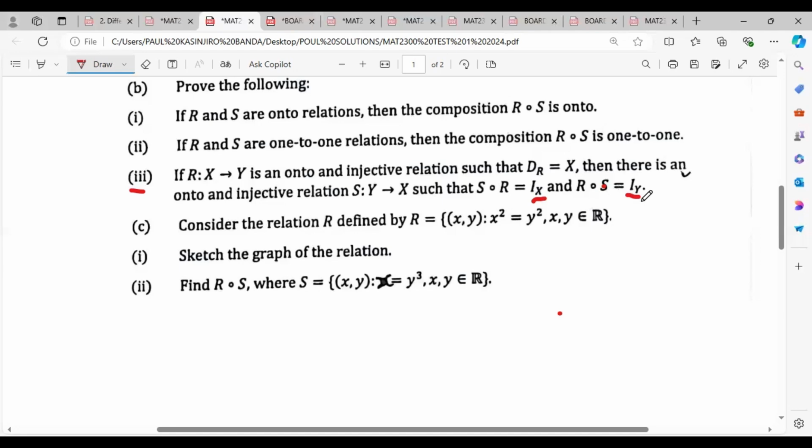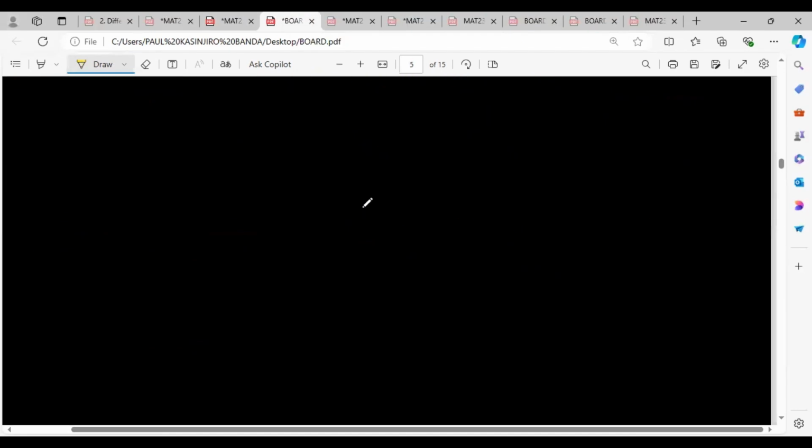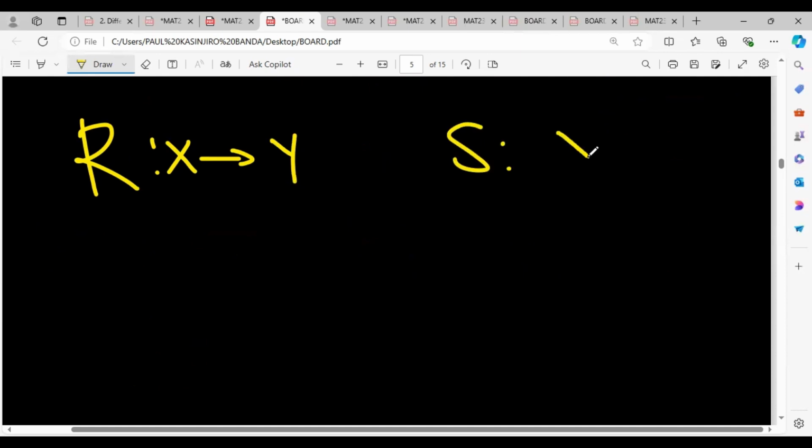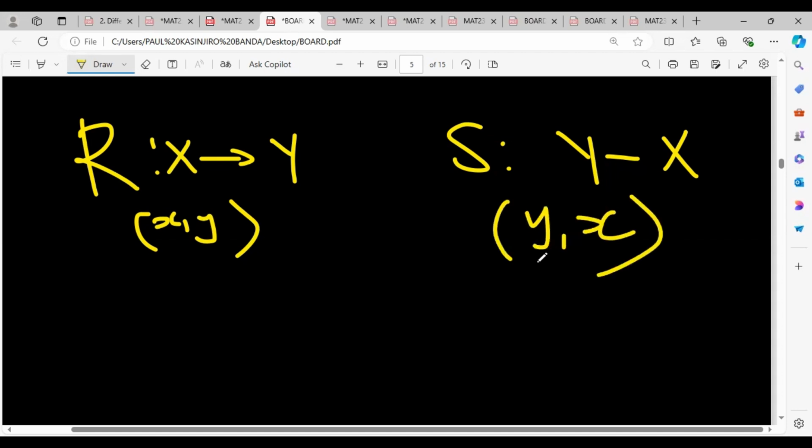Okay, so what this means is, if I can roughly explain it, let's come here. They're saying the relation R is from X to Y, and then the relation S is from Y to X. So in this relation, we are going to have the coordinates of the type X comma Y, and then in this relation, we are going to have the coordinates of the type Y comma X. This is what it means.